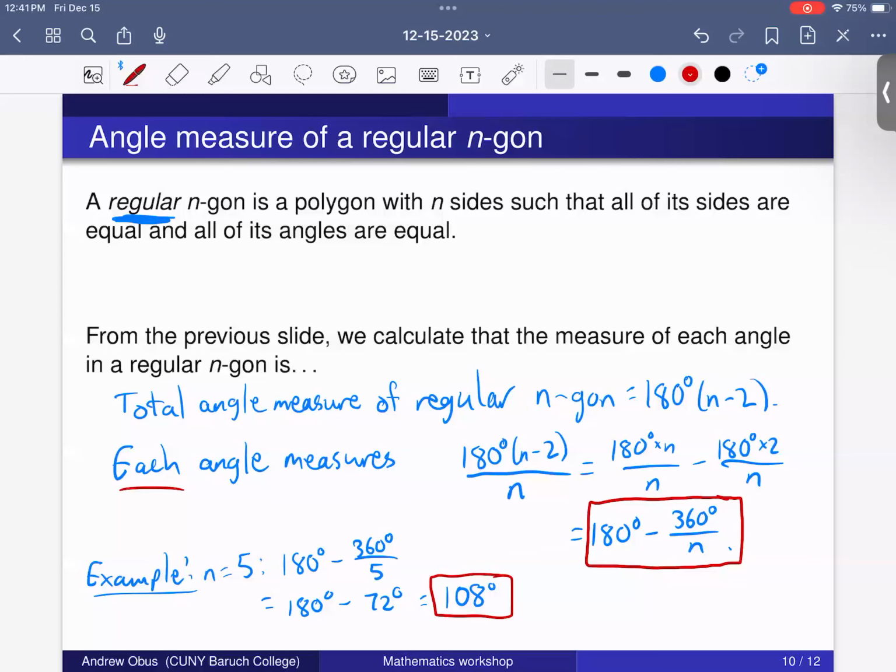All right. So that's how you get your formula. And so you can plug in whatever your favorite number is. If you wanted to take a 10-sided polygon, a decagon, then you get 180 minus 360 over 10, which would be 180 minus 36, and that's going to be 144. So this formula works for any n. And this tells you how to find the number of degrees in the angles of a regular n-gon for any n. Any questions?